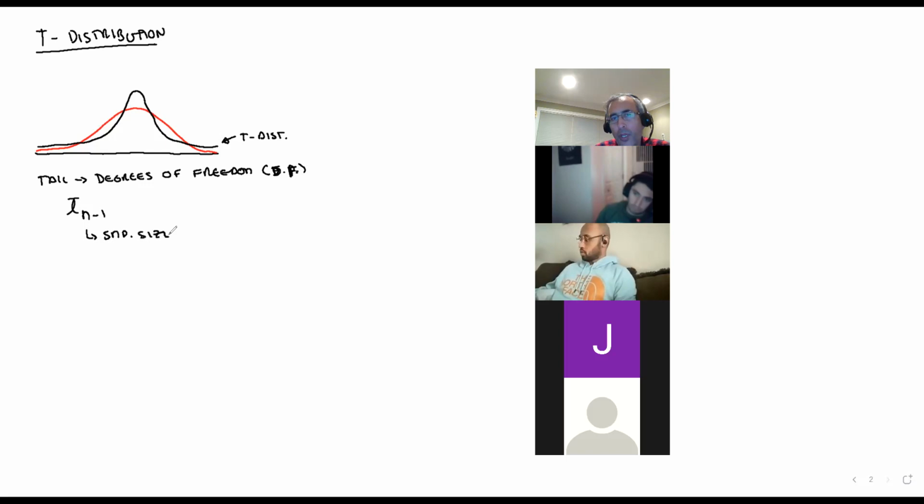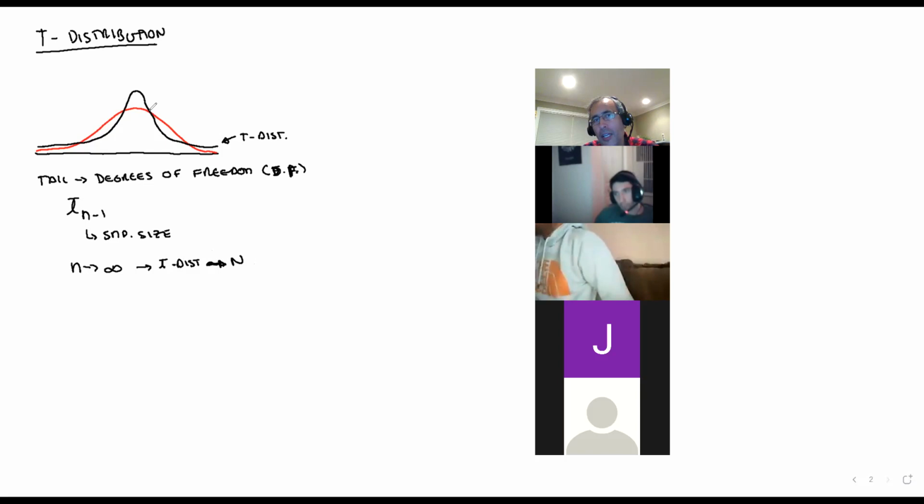What is interesting, guys, is the following. If N goes to infinity, so basically the sample size is very, very big, the T distribution tends to the normal distribution. So for example, if you have more than 250 observations, guys, the normal distribution looks exactly the same as the T distribution. Got it? However, if you have few observations, you know, 5, 10, 15 observations, indeed you're going to see something like that. So the smaller N implies fatter tails.